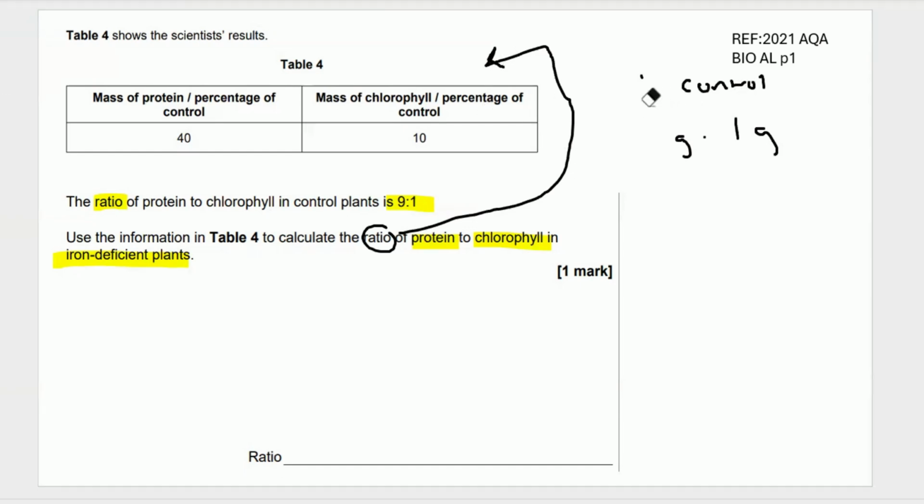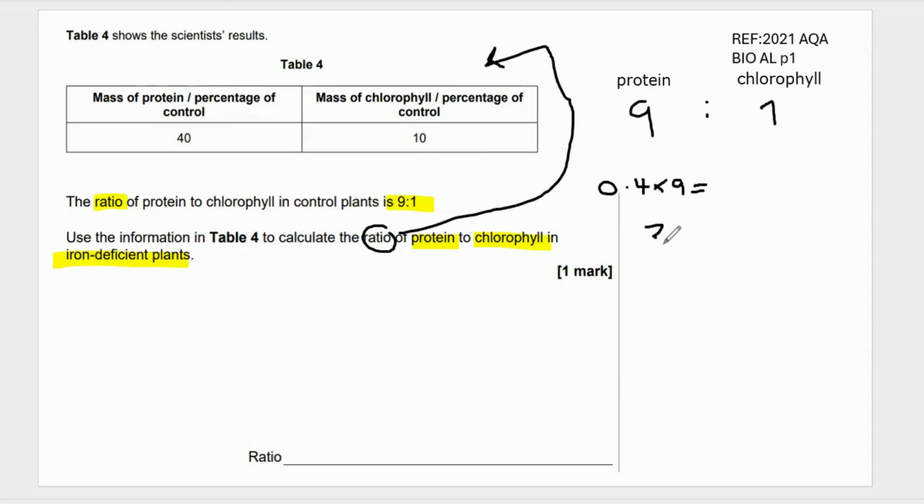So we really want to do 0.4 times 9, or you could do 40 over 100 times 9. You want to multiply 9 by the 40% to find out what's 40% of 9, and then we need to find out what's 10% of 1 gram. And so that's what we need to do. So we're going to do 0.4 times 9 is 3.6, and 0.1 times 1 is 0.1.